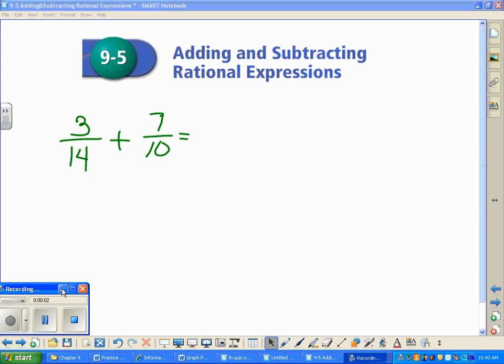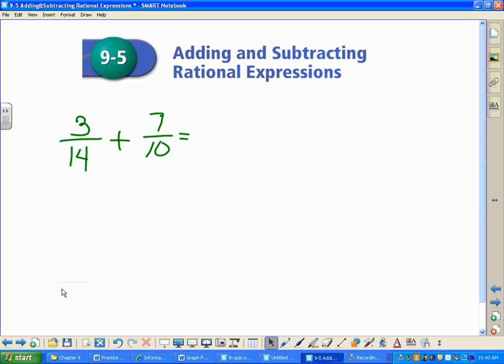I got 32 over 35. Okay, before the answer, I want the process. I want to know what you had to do here. Katie? Well, first I multiplied 3 fourths by 4. Okay, why? Yes, so you can get a common denominator.